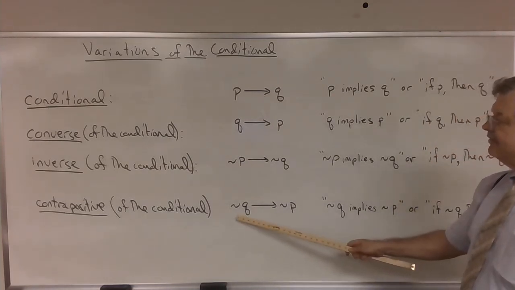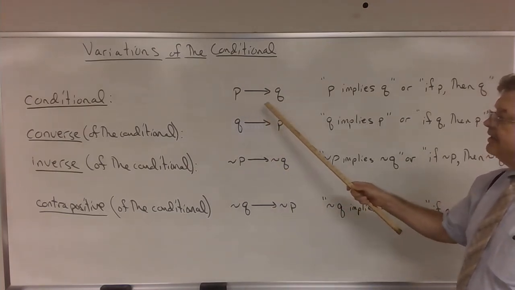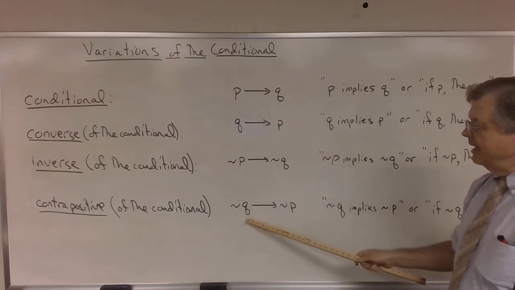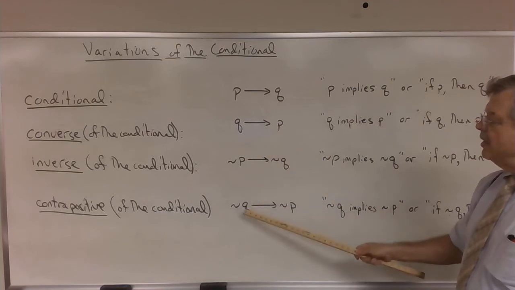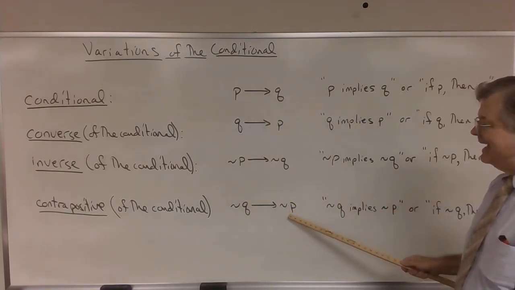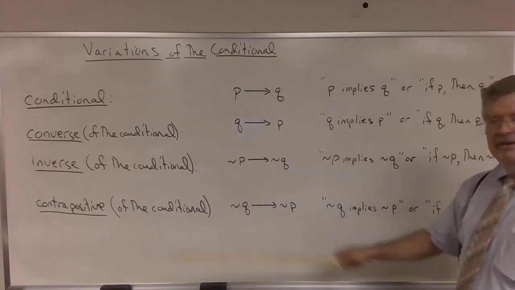And then there's this thing. Here we take the original conditional statement and we swap P and Q, and then we negate them. So we put Q over here and negate it. We put P over here and negate it. And we call this the contrapositive.